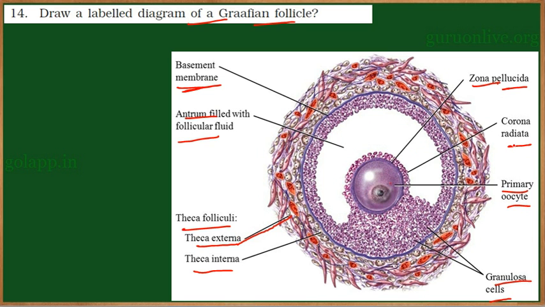The outer two protective layers, theca externa and theca interna, and then the layer of granulosa cells. So here we can see there are multiple layers of granulosa cells. Not just one, there would be around 10 to 15 layers of granulosa cells. At the center there is a primary oocyte which is surrounded by granulosa cells. They are called corona radiata, and these cells secrete a protective layer called zona pellucida surrounding the primary oocyte.